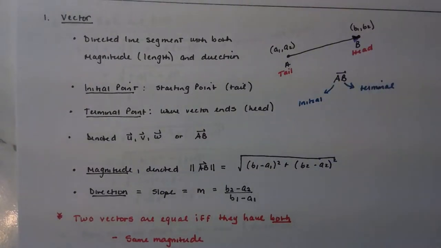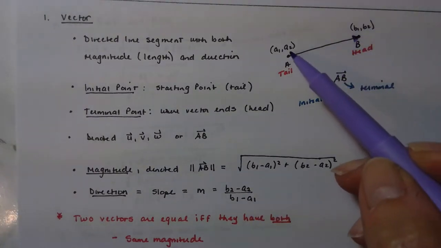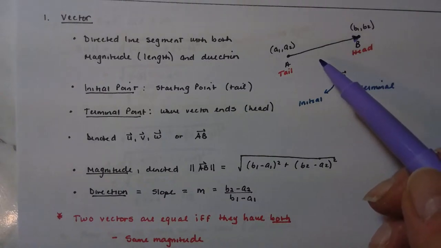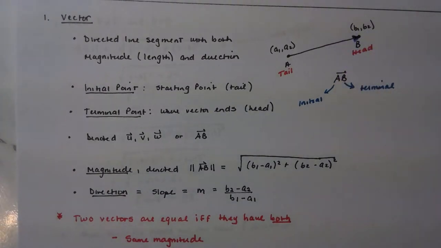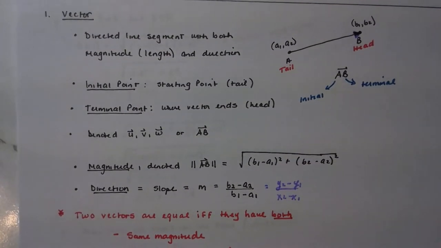Okay, so the slope formula, you know it as y2 minus y1 over x2 minus x1, the change in y over the change in x. Well, we're using a and b for our x's and y's, so you can think of these as x, y if you like when we get into the plane. The notation is just a little bit different, but you can think of it as y2 minus y1 over x2 minus x1. So the change in y over the change in x would be good.